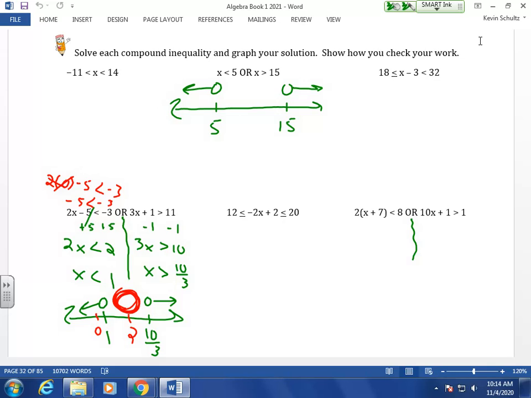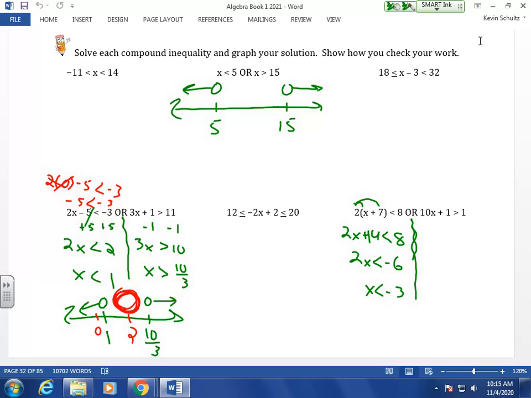The one on the left, we're going to distribute our 2 to get 2x plus 14 is less than 8. Subtract 14 from both sides. 2x is less than -6. Divide both sides by 2. X is less than -3. Don't flip our sign because we didn't divide by a negative. We divided by positive 2. So we keep things as they are.